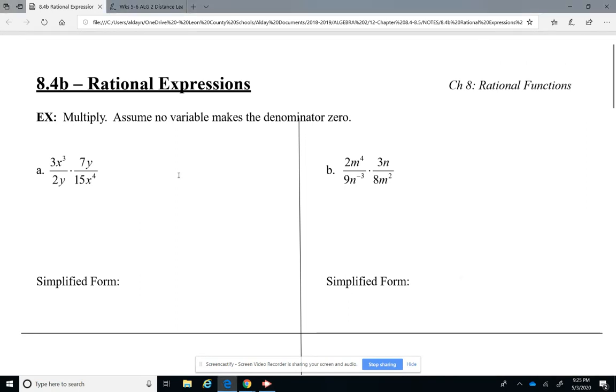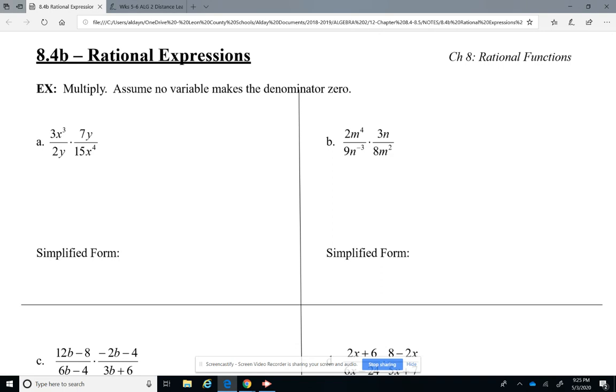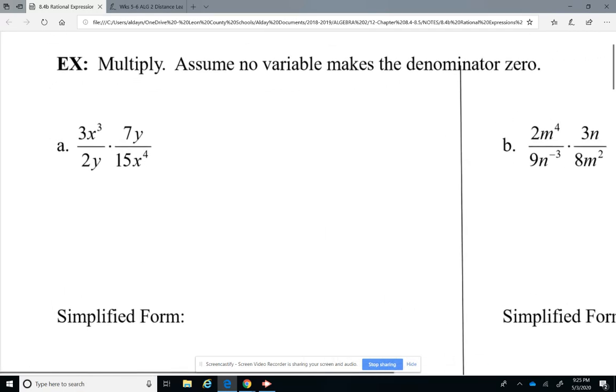All right, we're going to get started on 8.4, day 2. This is 8.4b. There is a front and a back to these notes, and we're going to be doing the same thing we did yesterday and simplifying, except we're going to be multiplying and dividing. So you're going to be seeing more than just a simple fraction, but it's pretty simple, really.